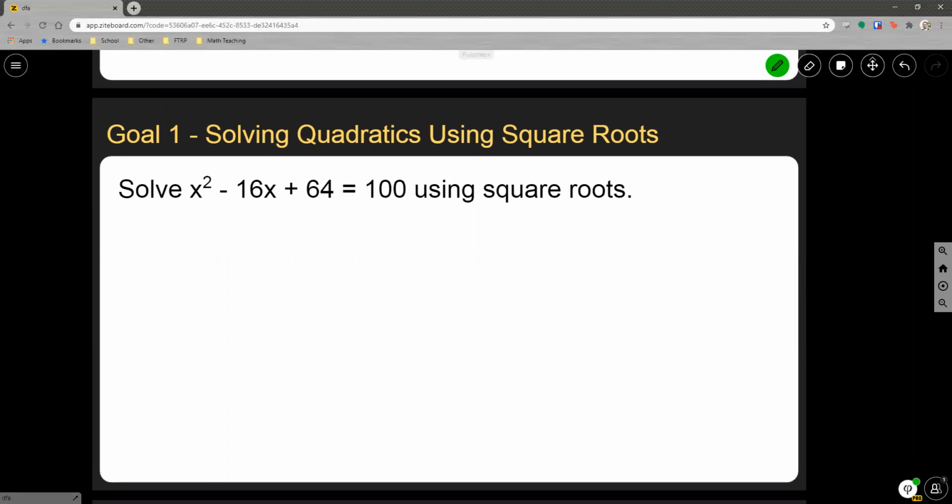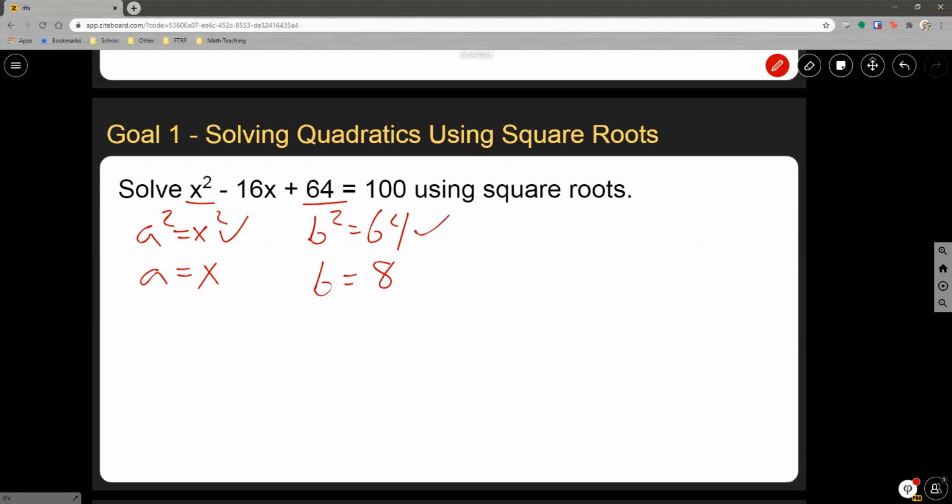So goal 1, solving quadratics using square roots. We're going to solve x squared minus 16x plus 64 equals 100 using square roots. So we're going to look at this expression on the left and go, okay, well, is this a perfect square trinomial? Well, if I look at x squared, if that's my a squared, well, I can definitely take the square root on both sides and I get a equals x. So that definitely checks out. I check the very last value and assume that's my b squared. If b squared equals 64, then the square root of b squared is b, square root of 64 is 8. So that also checks out.